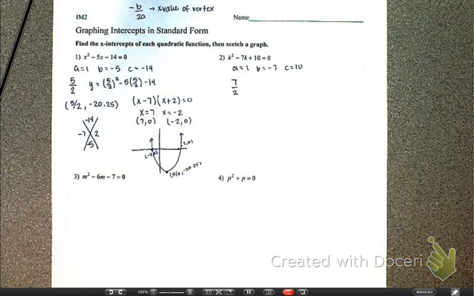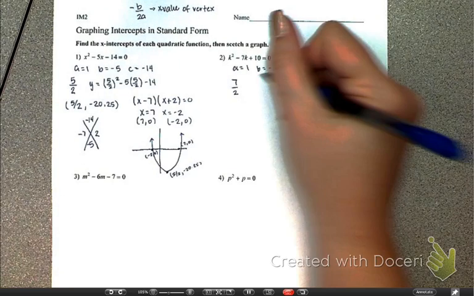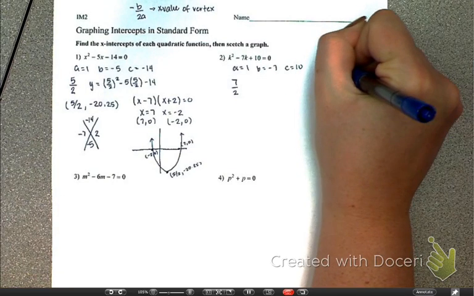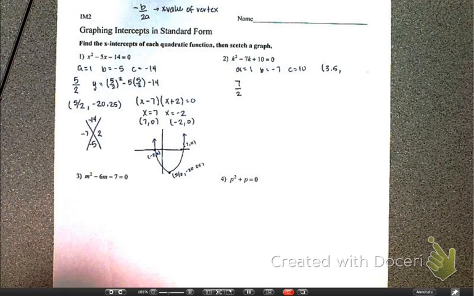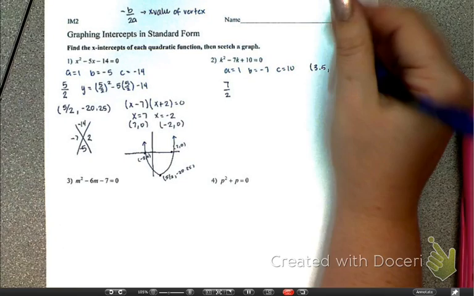So 7/2 is the same as what? 3.5? So I'm going to use 3.5, and I'm going to plug it into my equation. So I'm using a calculator to do that. 3.5 squared gives me 12.25, and then I'm going to subtract 7 times 3.5, and I'm going to add 10. This one's actually not that bad. We get -2.25.